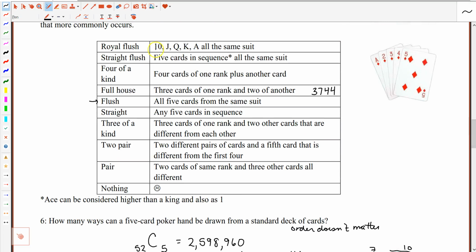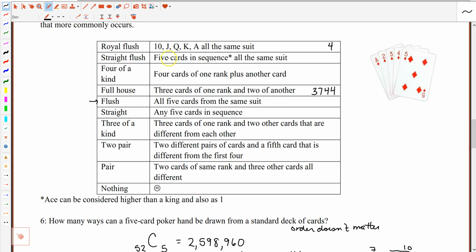So royal would be 10, jack, queen, king, and ace, all of the same suit. So they would be these 5 cards that are all spades, or these 5 cards which are hearts. They could be these 5 cards which are all diamonds, or these 5 cards which are all clubs. So for a royal flush, there are 4 ways to get a royal flush.